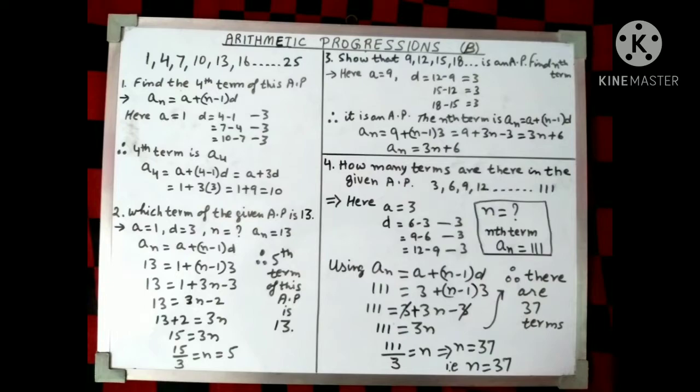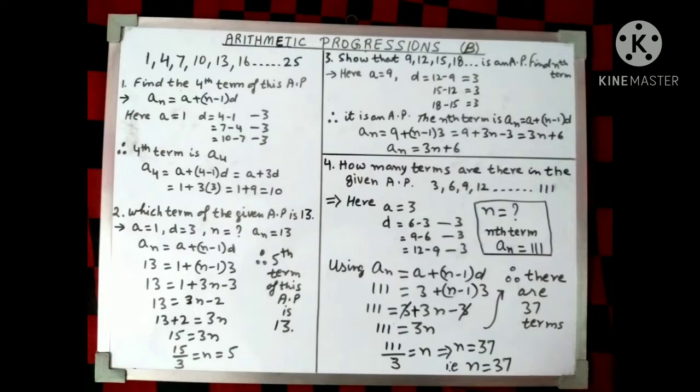Therefore, we will calculate the fourth term as A4. A4 is equal to A plus 4 minus 1 D, that is A plus 3D. So we will put the respective values of A and D. We get the calculation as 1 plus 3 into 3, that is 1 plus 9, which comes out to be 10. And as we see in the AP above, we can easily see that the fourth term is 10. Got it? Let's see the next one.